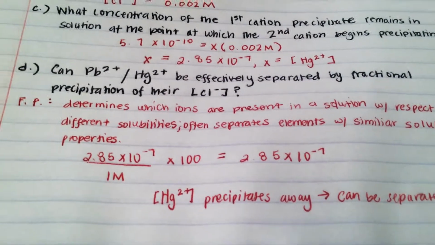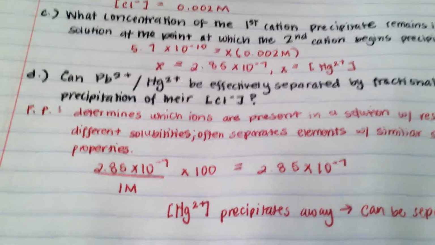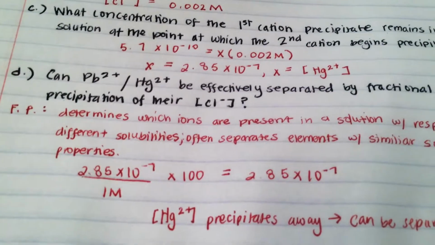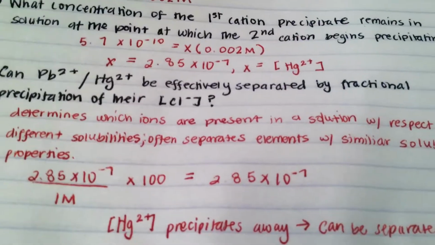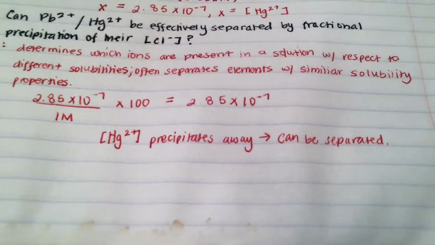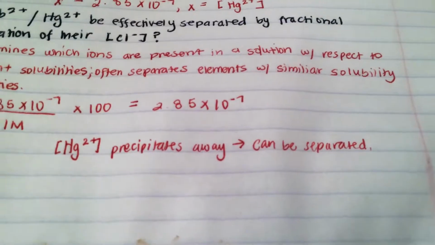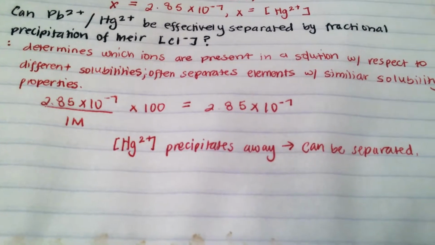So here we could take what we found in part C and divide it by the concentration, 1 molar, and then multiply it by 100 because fractional is usually out of 100%. And we get 2.85 times 10 to the negative 7th. So we can say that Hg2 2+ precipitates away and can be separated between Pb and Hg, both 2+.